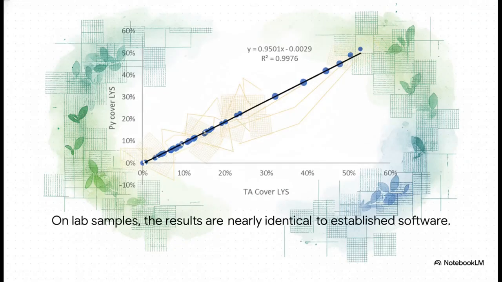So, what you're looking at here is a face-off between our Python method and a standard program called Turf Analyzer, using those images from the controlled lab. Every dot is one photo. If they agreed perfectly, all the dots would fall exactly on that straight line. And as you can see, it's an incredibly tight fit.